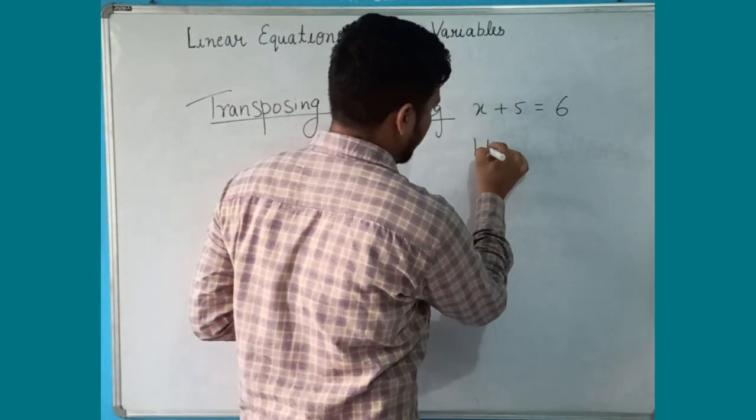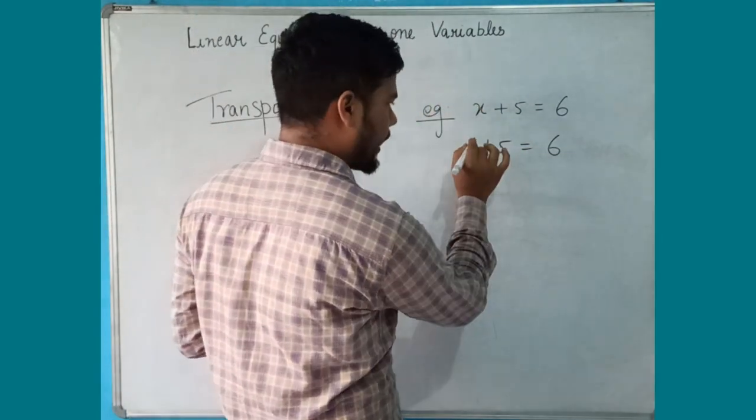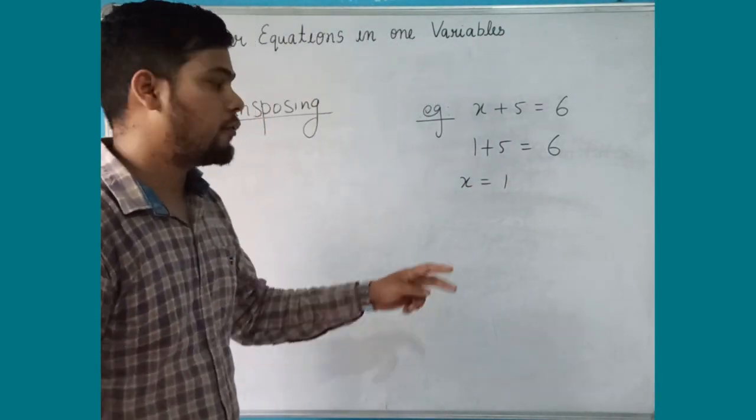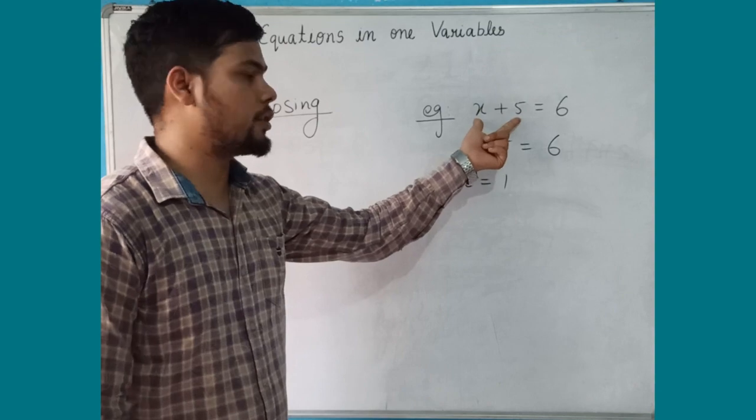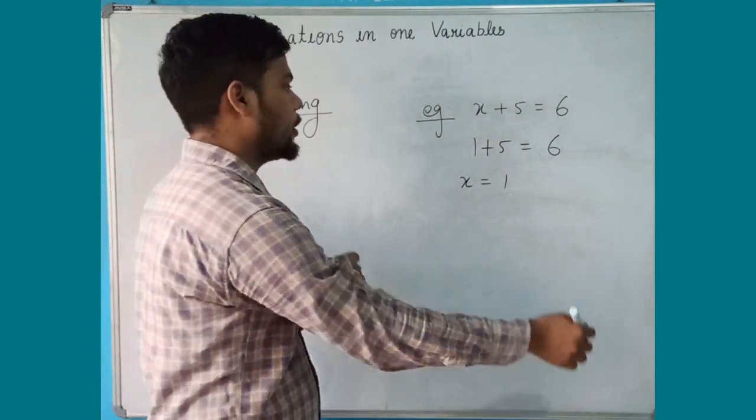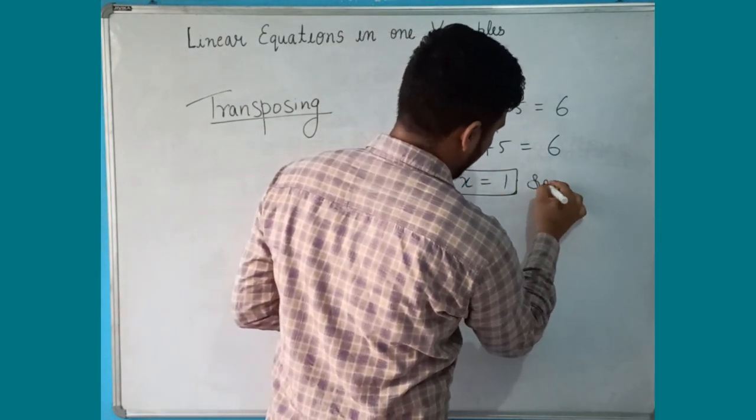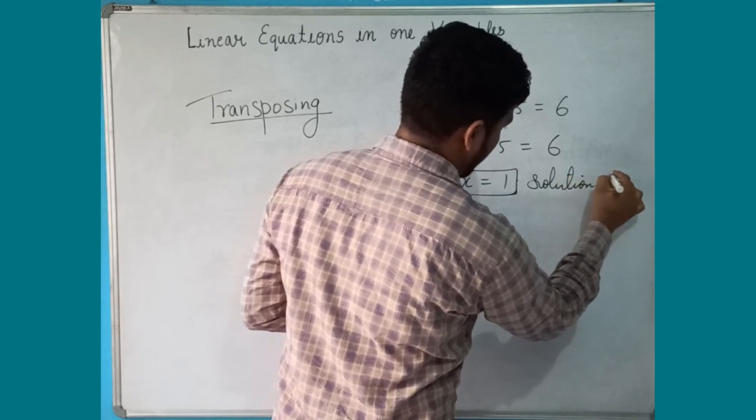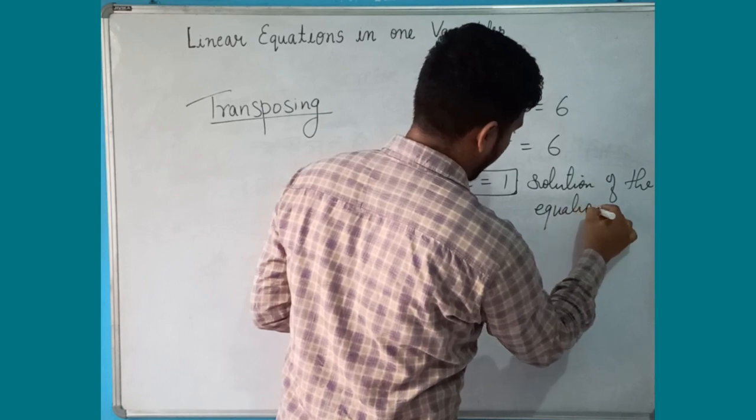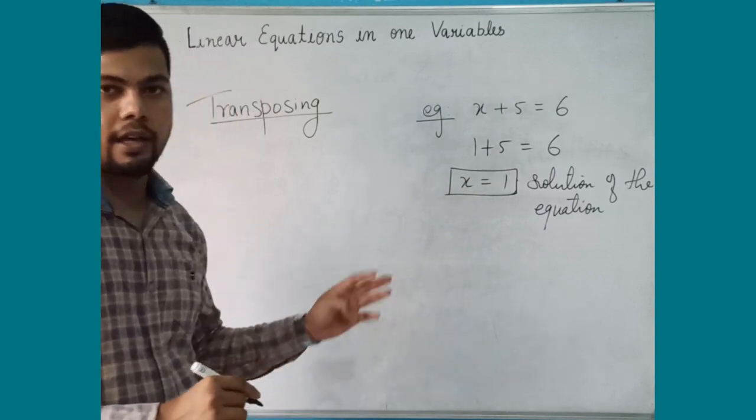We know that 1 plus 5 is equal to 6, obviously. So what I can do here is I can say that x is equal to 1. So for x is equal to 1, the equation becomes equal, that is LHS becomes equal to RHS. The equation is satisfied. So this is called as the solution of the equation. So please do remember, this is very important. Solution of the equation, root of the equation, everything is this only, x is equal to 1.